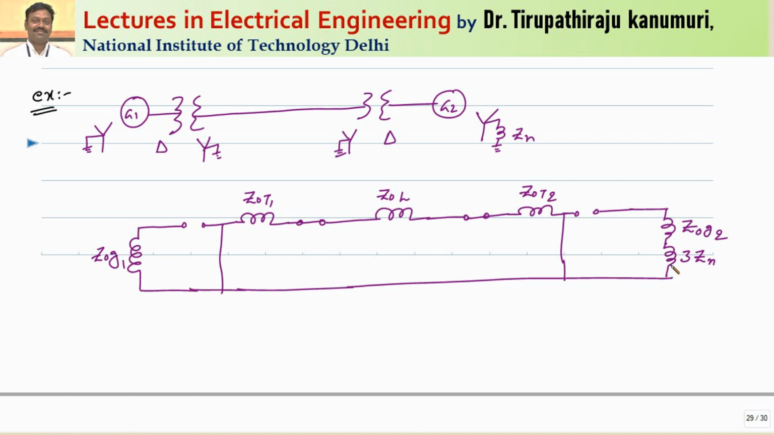In the next class, I am going to discuss the sequence components for the case of generators. After that, we will proceed to how to analyze faults under different cases. We will see both symmetrical and unsymmetrical faults in the coming lectures. I hope how to draw the sequence network for the case of transformers, and the reason behind each one, is completely clear to you.